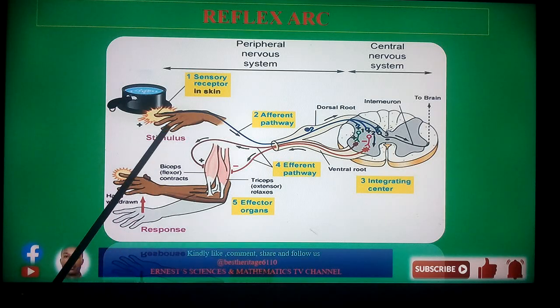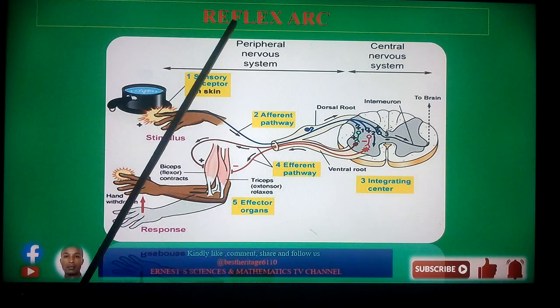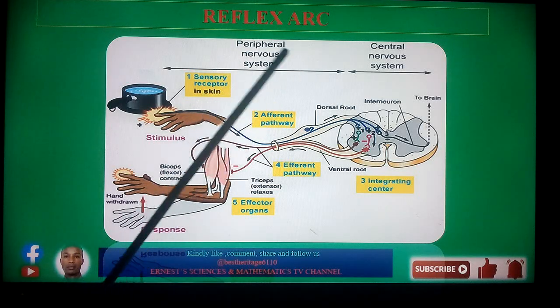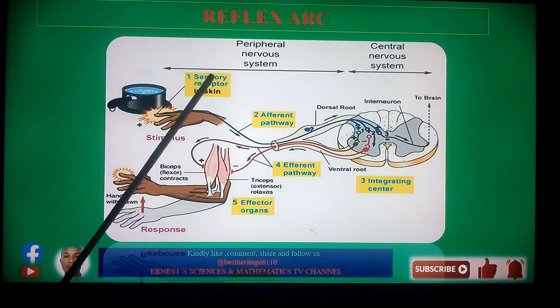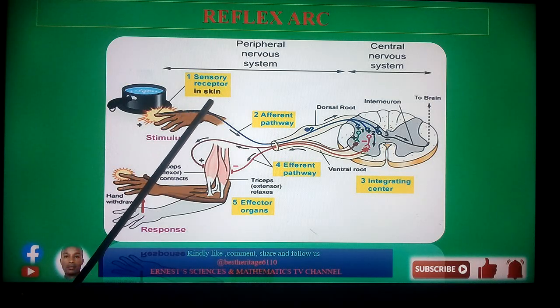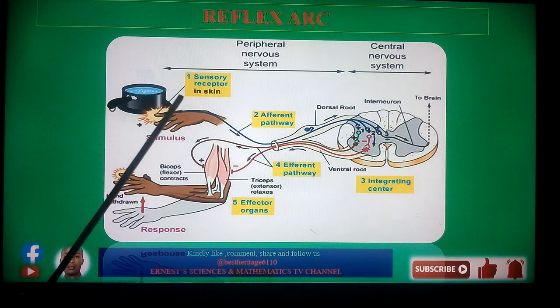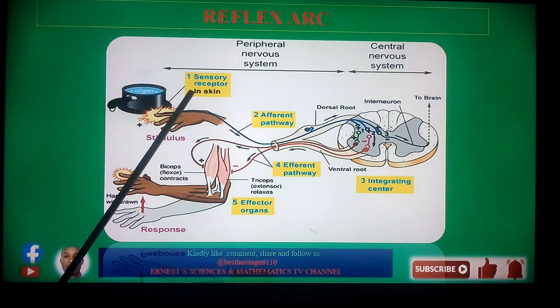So from this case, we're going to look at it in this way so that it can assist us in understanding this concept of a reflex arc. This reflex arc takes place in the peripheral nervous system and the central nervous system. In this case, at the sensory receptor in the skin, we're going to have a stimulus, which is a hot object. So the skin is going to receive this stimulus.